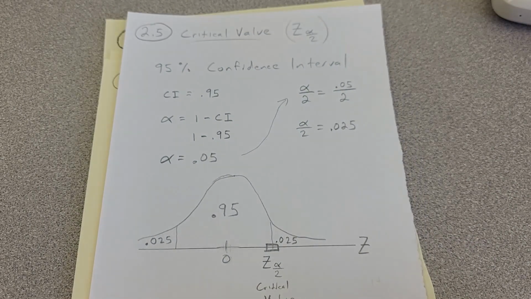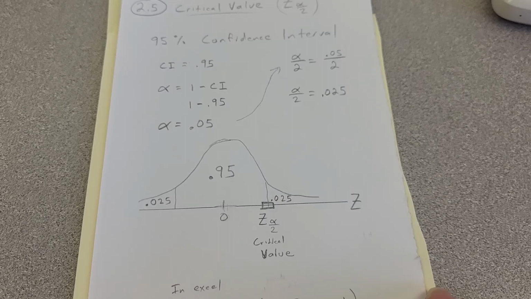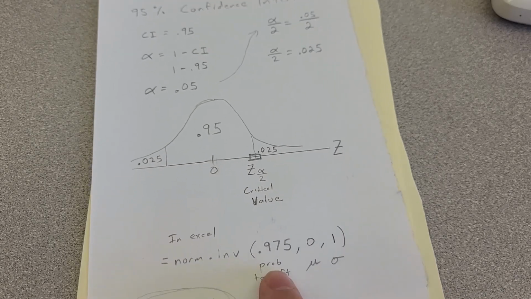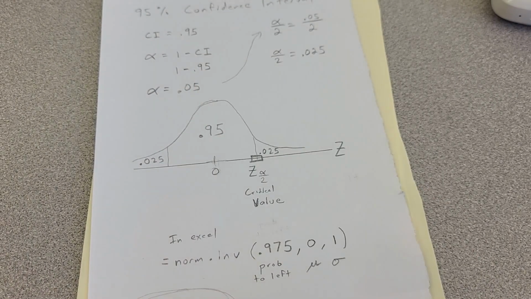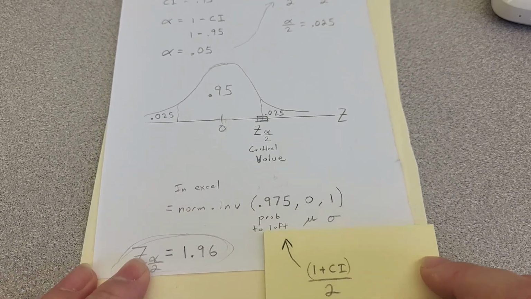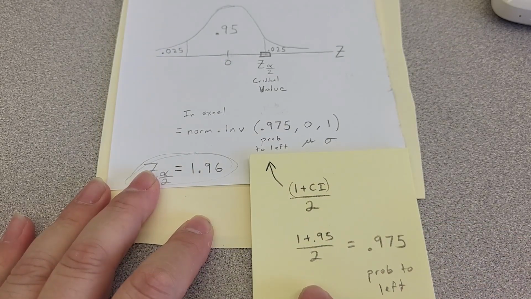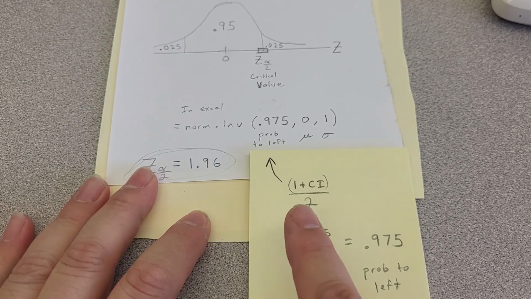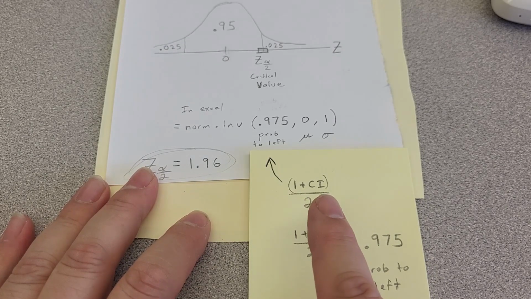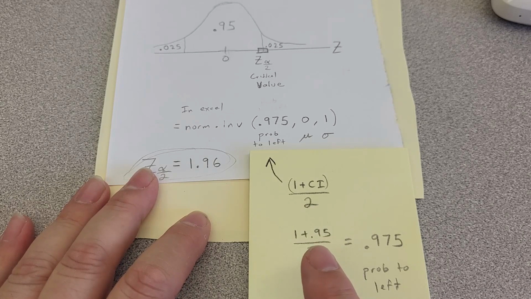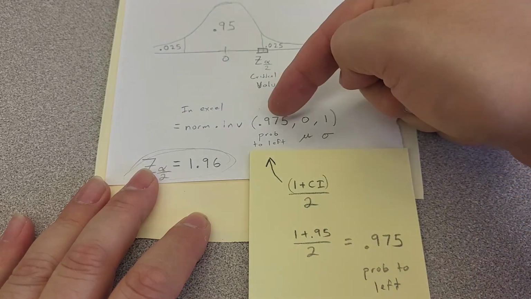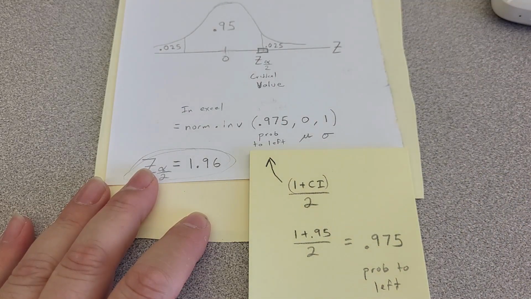And by the way, just to give you a little bit of an extra shortcut to get this probability to the left, if you don't want to calculate all this, use this little shortcut. To get the probability to the left, just use the formula (1 plus the confidence interval) divided by 2. In this case, the confidence interval was 0.95. You add that to 1, then you divide it by 2. It's going to give you that 0.975 that we had to plug in right here. So that's a nice little hack.